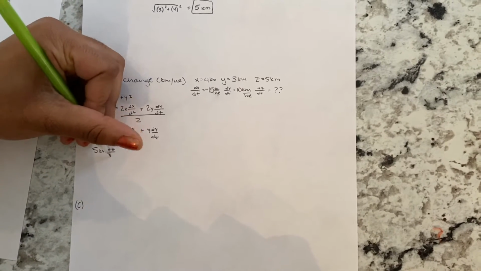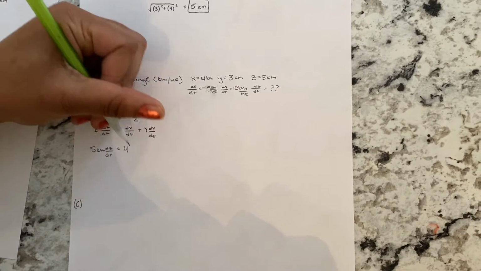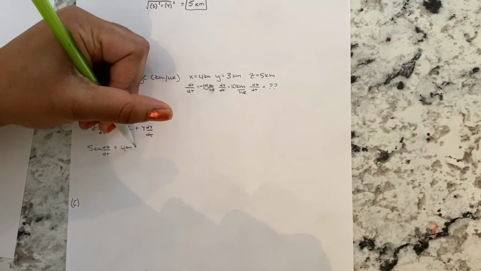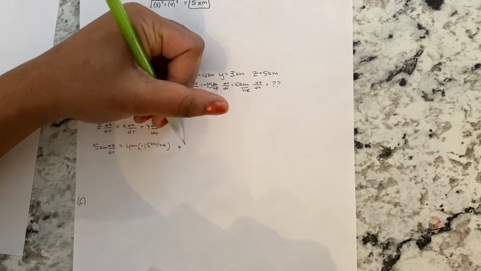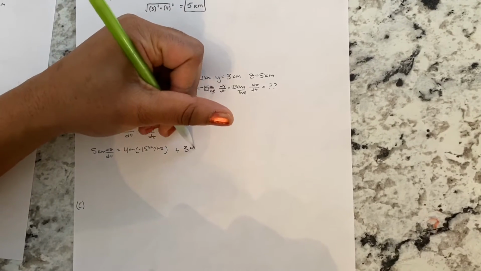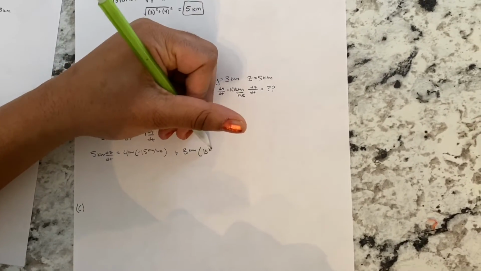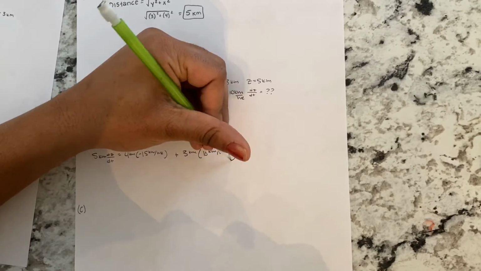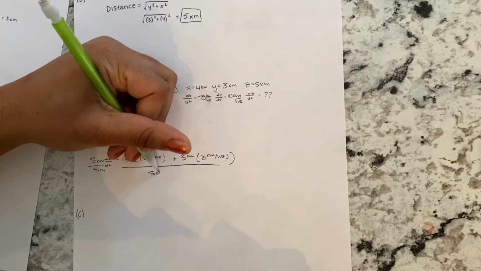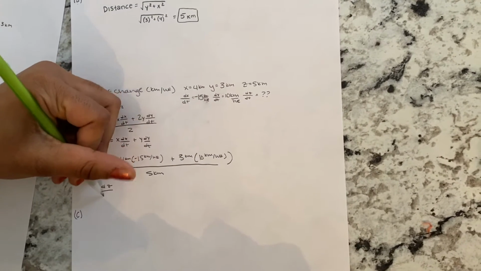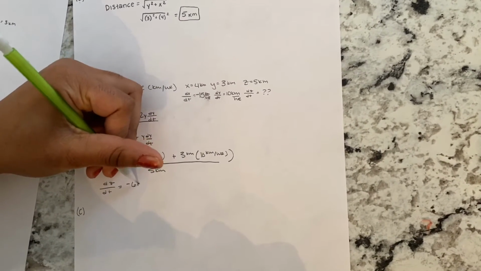Now we will plug in the numbers that we have solved for. So z was equal to 5 kilometers. The derivative of z is what we're still trying to find. 4 kilometers for x times negative 15 kilometers per hour, negative because we're moving west, plus 3 kilometers times 10 kilometers per hour since we are moving north. Now we divide each side by 5 to, again, simplify and get the derivative. Negative 6 kilometers per hour.